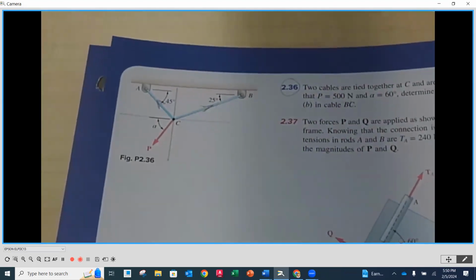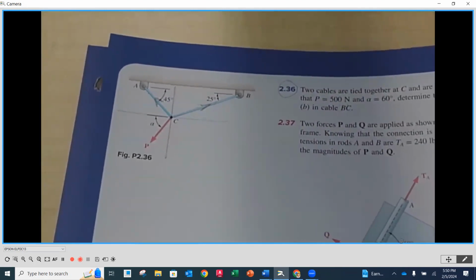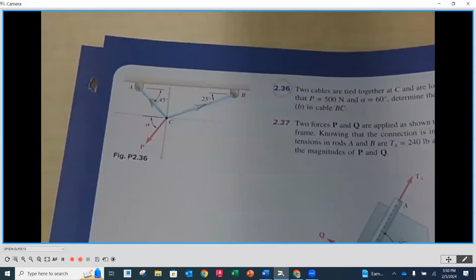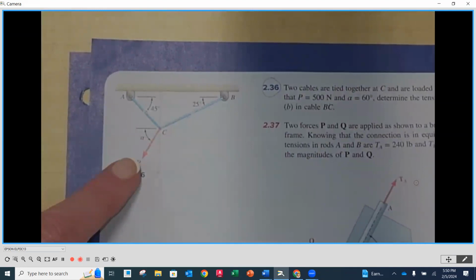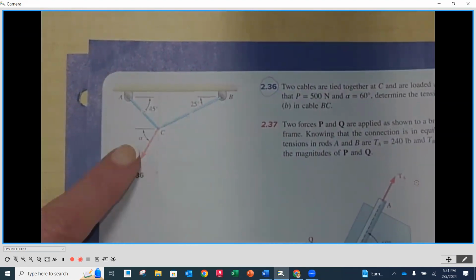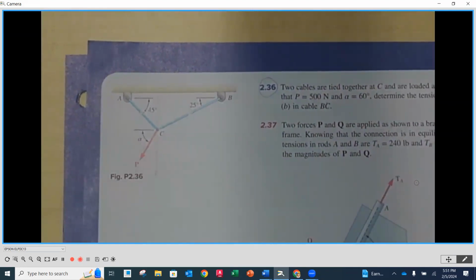I don't want to use a pen because I want to be able to erase a little bit later. And then here you'll notice that our P will be known. It'll be 500 at an angle of 60. So you have three forces now to break into components, two of which of those components you will know the actual magnitude, and that's going to be Px and Py, right? Those will be actual numbers because we know P is 500 and it's at a 60-degree angle where alpha is, okay?